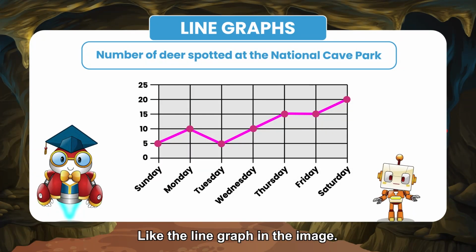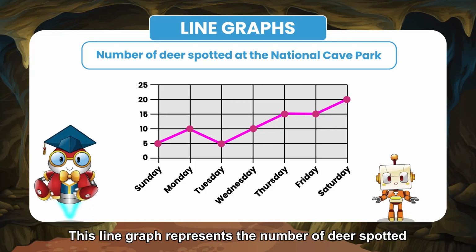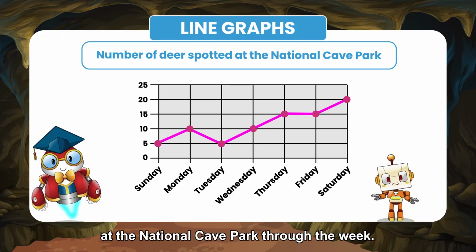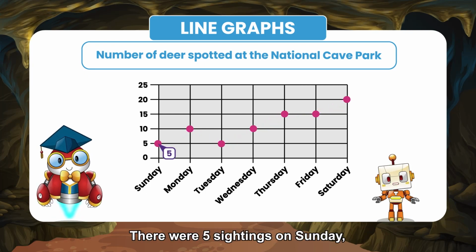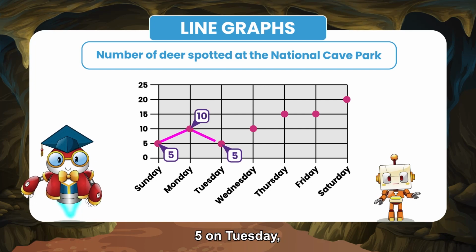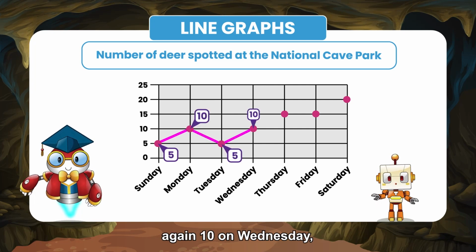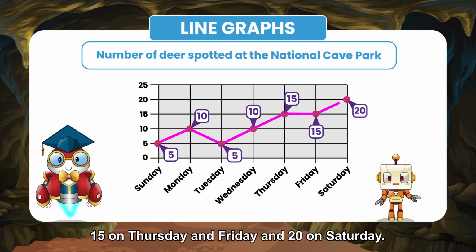Like the line graph in the image. This line graph represents the number of deer spotted at the National Cave Park through the week. There were 5 sightings on Sunday, 10 on Monday, 5 on Tuesday, again 10 on Wednesday, 15 on Thursday and Friday, and 20 on Saturday.